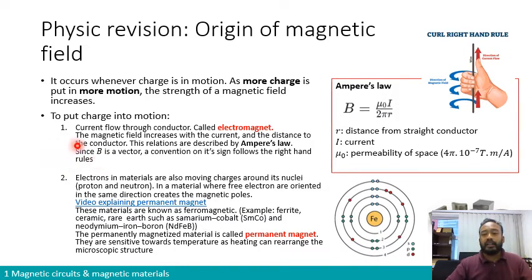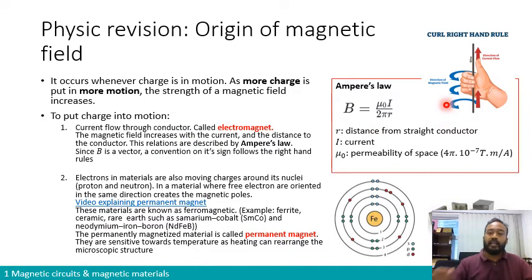The first one is a flowing current. We know that a current flows inside a conductor. Here is the example of a conductor where a current flows in it. Current flow basically describes moving charges inside a conductor, right? If you have a current flowing through a conductor, that is what we call an electromagnet, where you create a certain magnetic field around it. The magnetic field increases as we observe it.